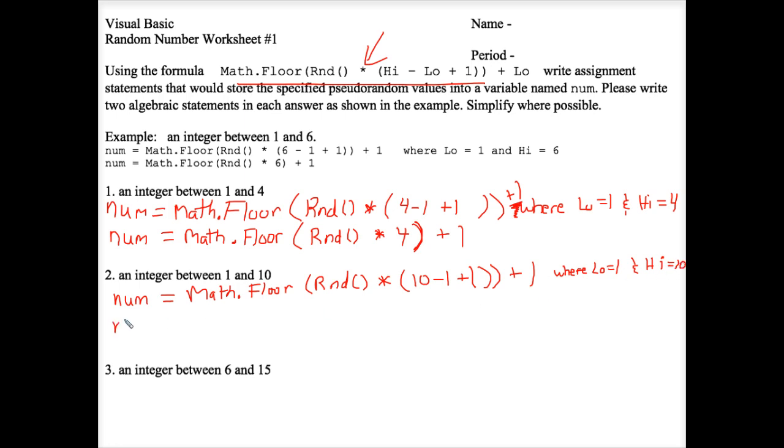Okay, the final answer there, number 2 then, is again num equals Math.floor, and I'm being a little sloppy here. There should not be a space after the R in floor, because this set of parentheses is right there after the word floor, because floor is a method. And Rnd times the simplified expression there, 10 minus 1 plus 1 simplifies to the number 10, but we still have a plus 1 outside of the outer parentheses, so there's your final answer for that one.